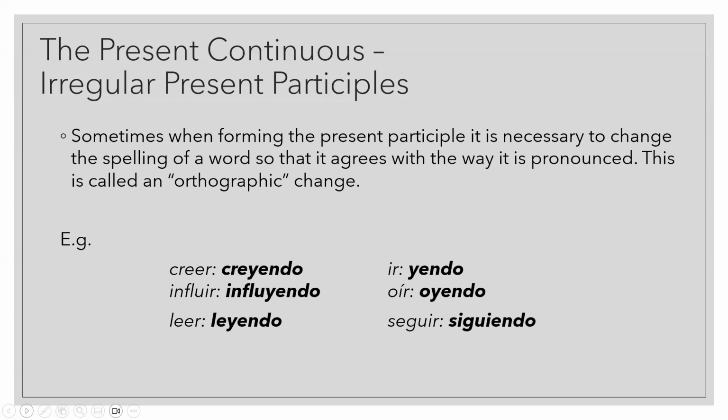For example, the verb creer is the verb to believe. Now, if you followed the section before, you'd see the ER dropping off and an IENDO forming. This would make it sound like creiendo, which is a bit off. Instead, creyendo. You can see a Y appearing in most of those. Influyendo, leyendo, oyendo, with seguir being a little bit off too, with siguiendo. So a couple of ones to watch out for with the present participles, and these are called orthographic changes.